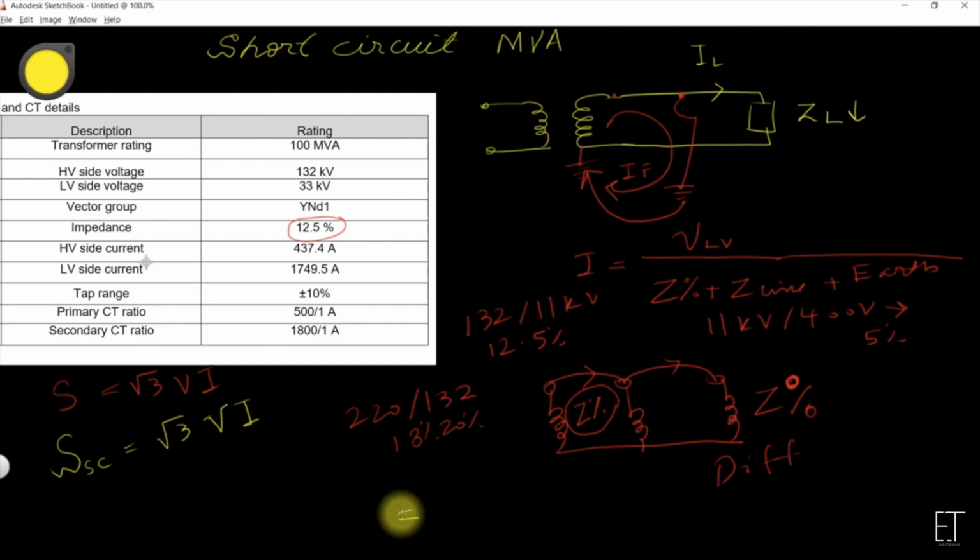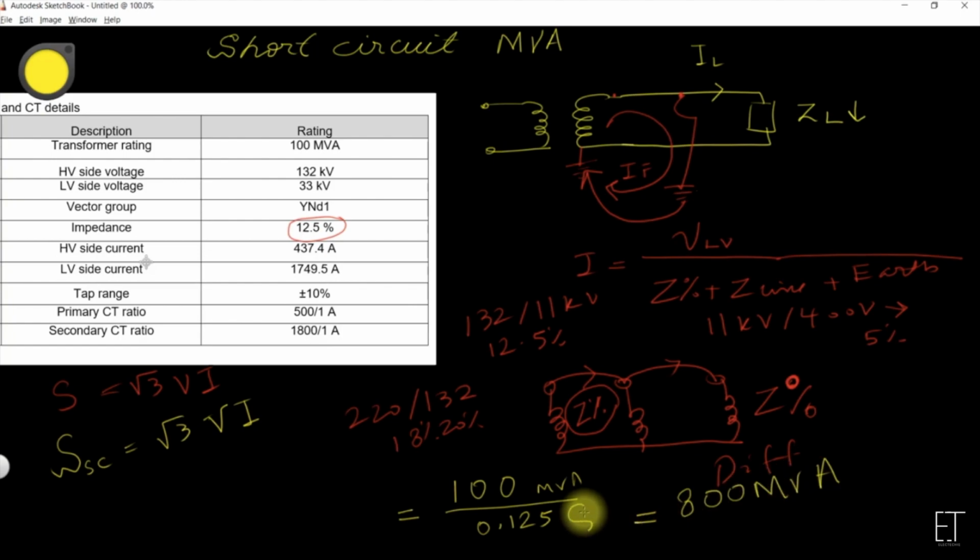The formula is quite simple. You have to divide the MVA of a transformer, which is 100 MVA here, by the percentage impedance divided by 100, so it's 0.125. Then the short circuit MVA will be 100 divided by 0.125, which comes to 800 MVA. So you can see here, this is 800 MVA, the short circuit MVA of a transformer. So what does it mean?